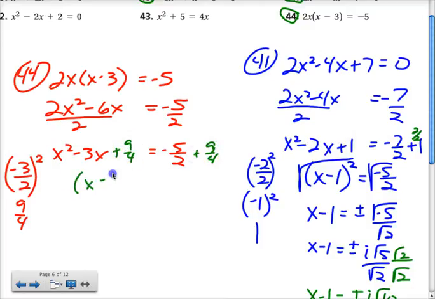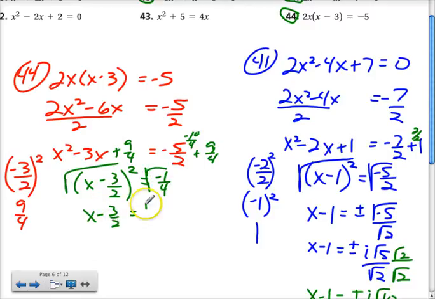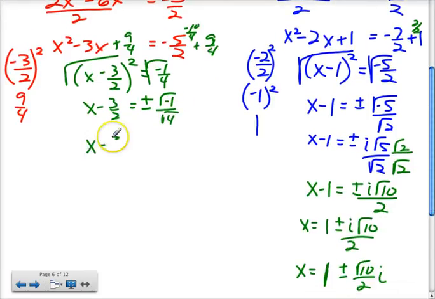And I will get x minus 3/2 squared equals, a negative 5/2 would be the same thing as negative 10/4. So negative 10/4 plus 9/4 would be a negative 1/4. Then I have to take the square root of both sides. So it will be x minus 3/2 equals plus or minus the square root of negative 1 over the square root of 4. And that will give me, when I simplify it, x minus 3/2 equals plus or minus i over 2. And then I go ahead and add 3/2 to both sides. So it would be 3/2 plus or minus i over 2.